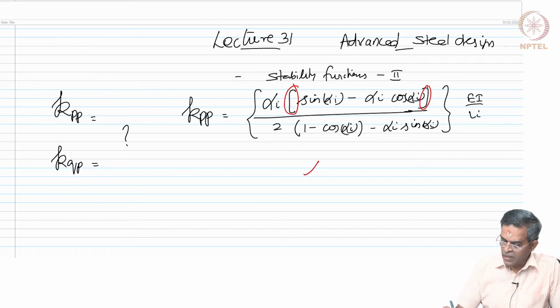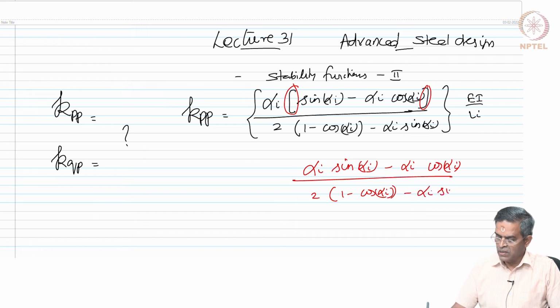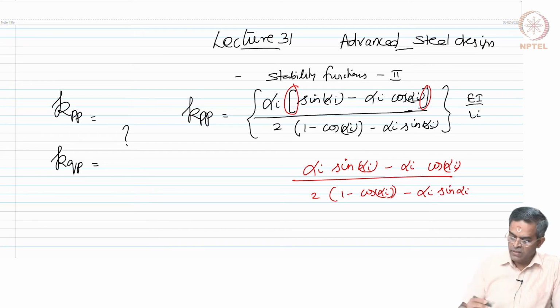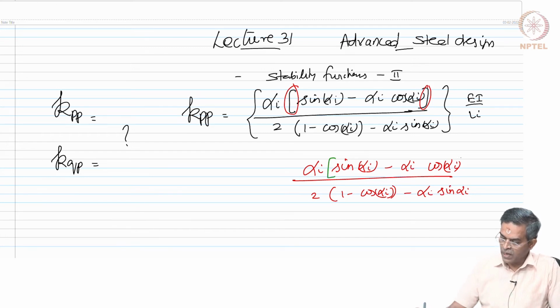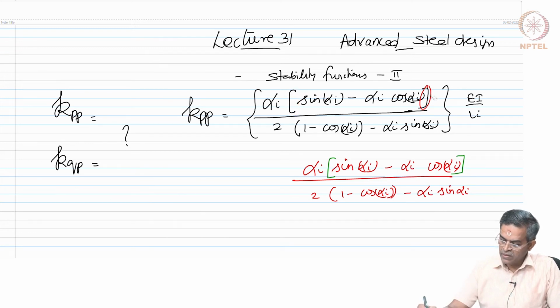So, it is written as alpha I sin alpha I minus alpha I cos alpha I, divided by twice of 1 minus cos alpha I minus alpha I sin alpha. This was written, but now the change is, I think there is a whole bracket here, friends. Please make this change. Now this equation is correct.